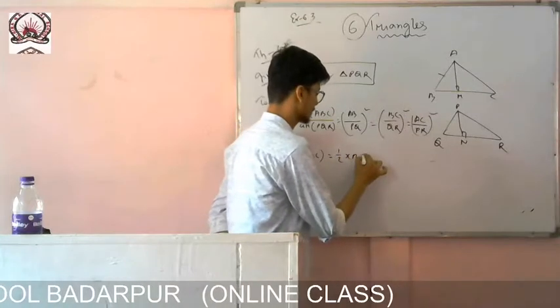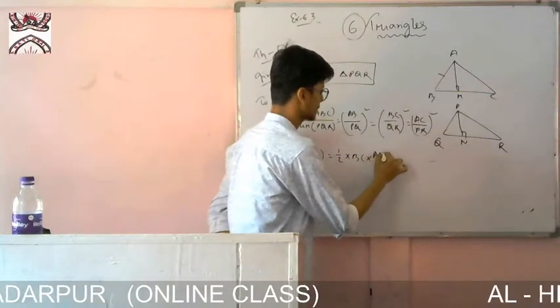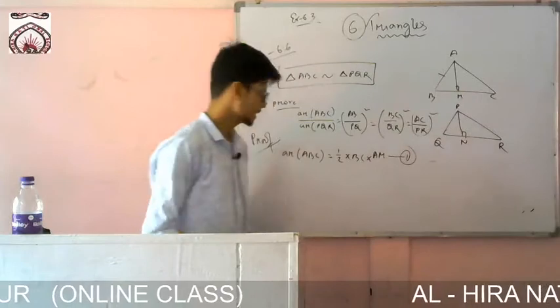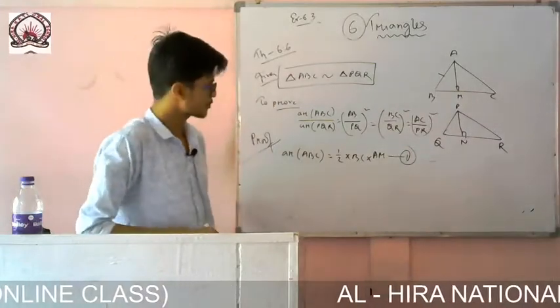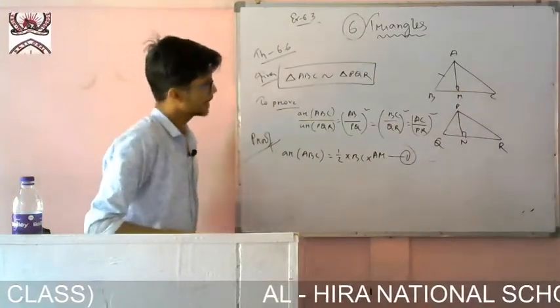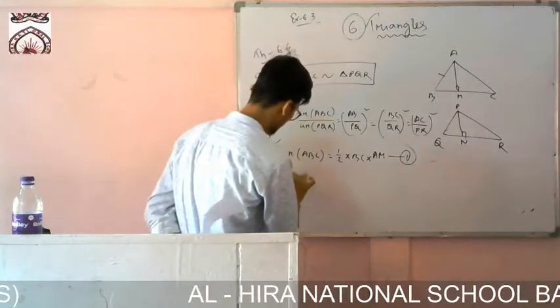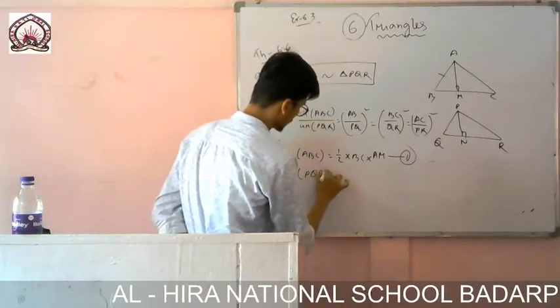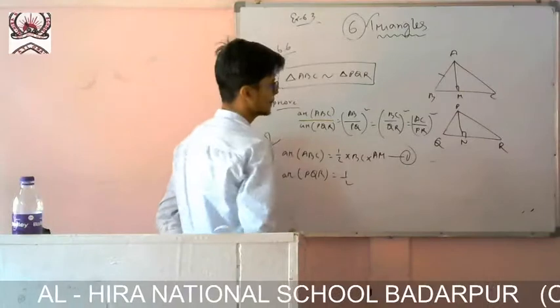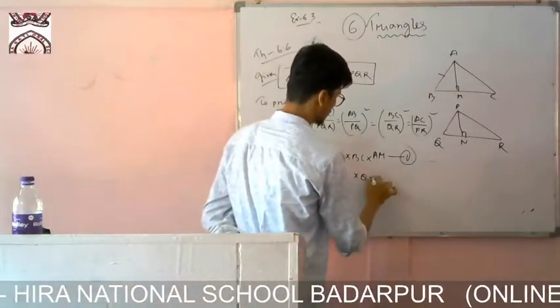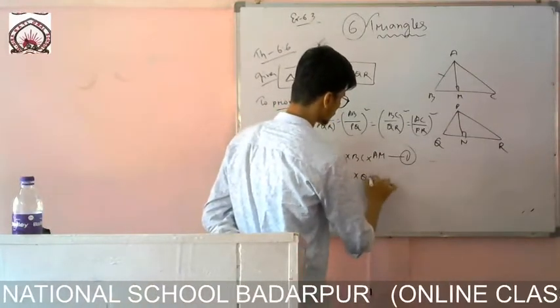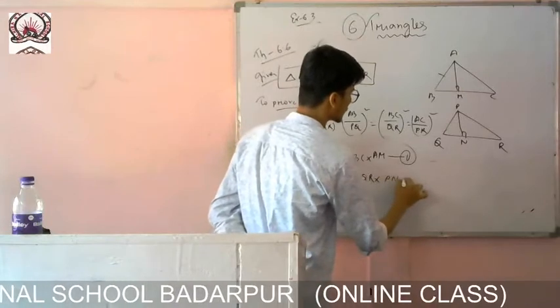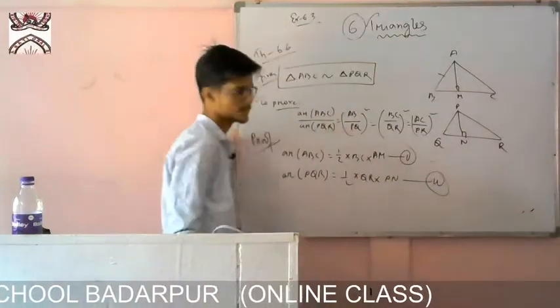BC. Altitude, which one? AM. Okay. Area of triangle ABC is half into BC into AM. Then area of triangle PQR I am finding. Area of triangle PQR is half into base, that is QR, into PN. It will be equation number 2.